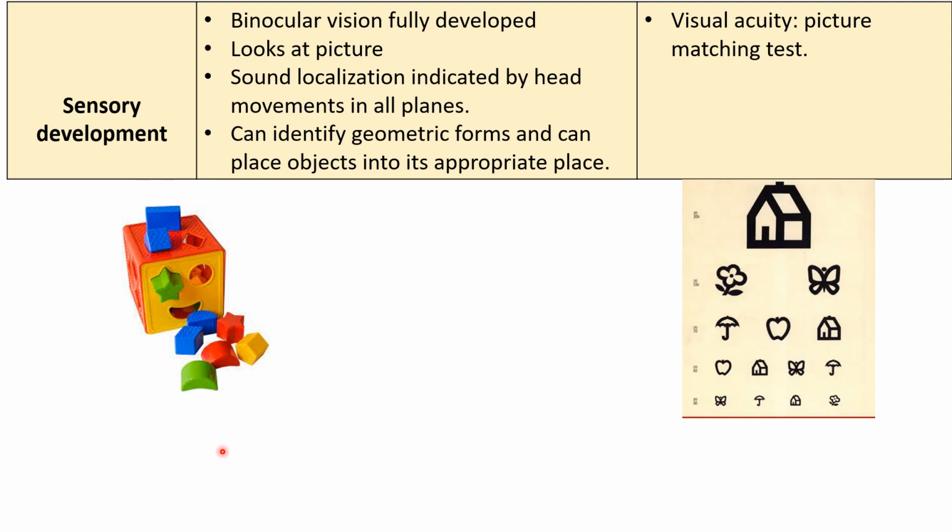So this is a toy with different geometric shapes, and if you take this to a child's side, the child will be able to place each piece on the appropriate shape. And this is something like a Snellen's chart which you will be using for a pediatric patient, especially in the toddler age group. The child will be able to recognize the pictures, and a picture matching test can be done to assess the visual acuity.